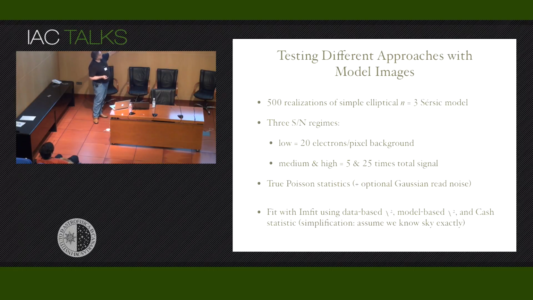One where the background level is about 20 electrons per pixel. And then two other regimes which are essentially 5 and 25 times the same. It's basically like having a 5 or 25 times longer exposure time. The images are generated using proper Poisson statistics, optionally with Gaussian read noise added on afterwards. And they're fit using Imfit, using the data-based chi-squared, the model-based chi-squared, and the Cash statistic approach.